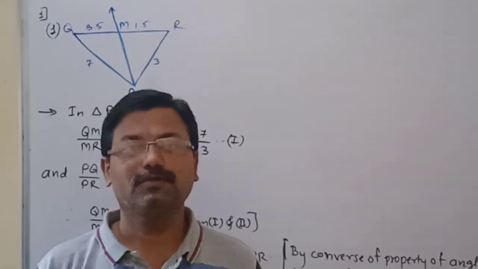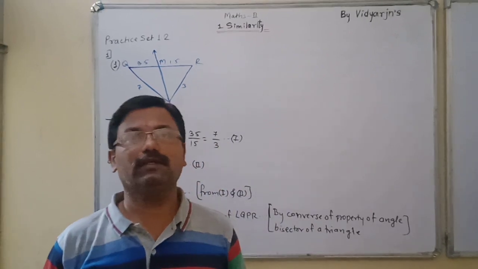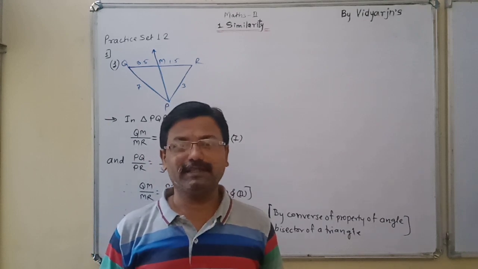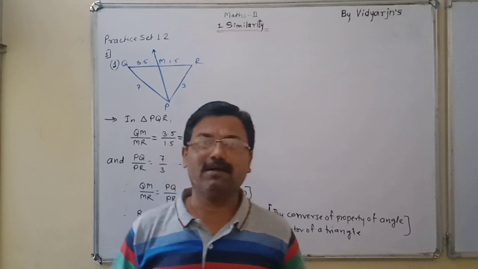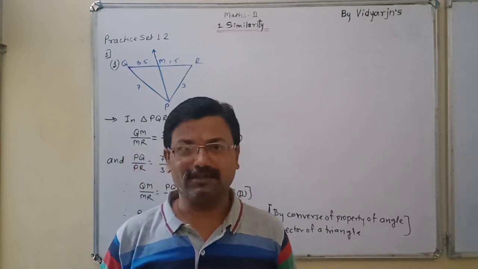Welcome students. Today we solve practice set 1.2 of the chapter Similarity. It is based on the basic proportionality theorem and its application. The first topic is the angle bisector of a triangle, and the second is three parallel lines and their transversal.